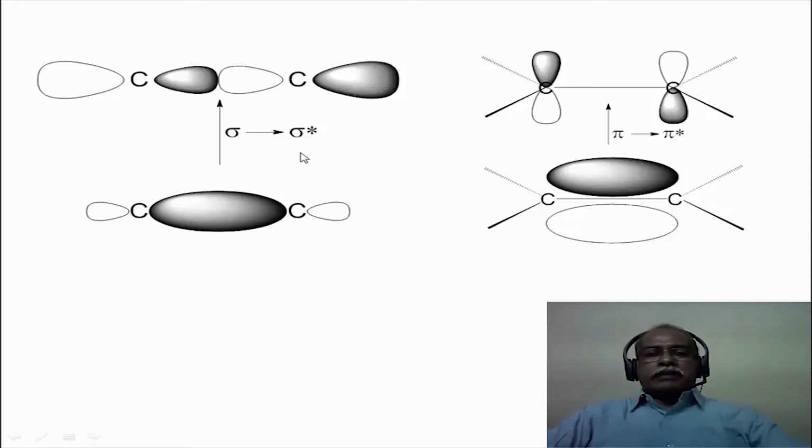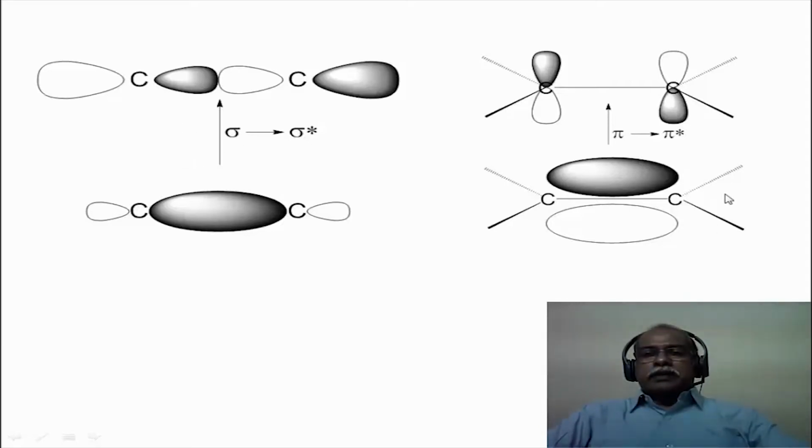Now these excitations typically take place in the vacuum ultraviolet region, in the range of about 150 to 160 nanometers, which is not easily accessible because air absorbs in this region. That is why the sigma to sigma star transitions, which are typically very high energy transitions, lie in the vacuum ultraviolet region.